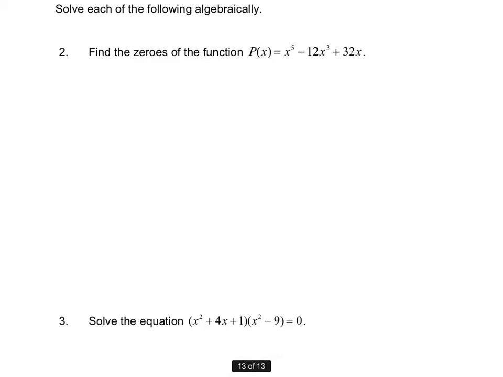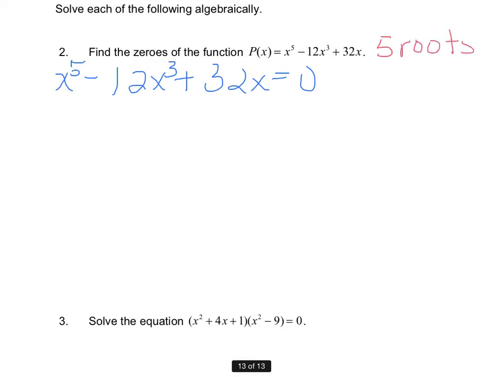Find the zeros of the function p of x equals x to the 5th minus 12x cubed plus 32x. All right, looking at it, is it in standard form? Well, p of x stands for y, and if I'm not graphing it, I can set it equal to 0. So I'm going to write it as x to the 5th minus 12x cubed plus 32x equals 0. Looking at the highest exponent, I should end up with 5 roots, or 5 answers. If I don't, then I may have done something wrong.